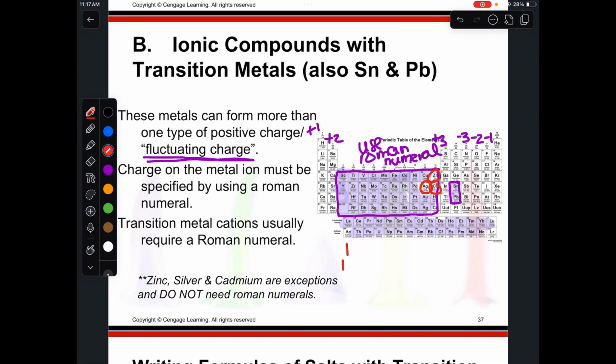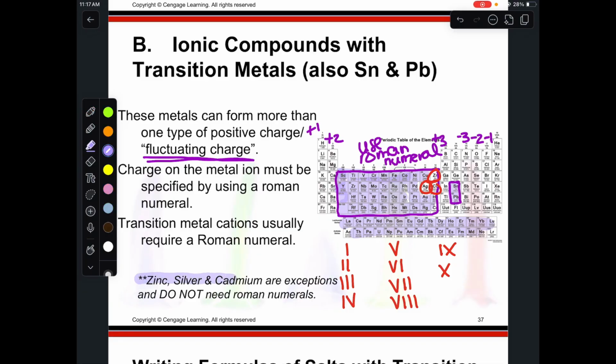I'm going to go ahead and remind you of the Roman numerals. 1, 2, 3, 4. Make sure you do IV. I don't want to see 4 lines. 5 is a V. 6, 7, 8, 9, and 10. So make sure you know those.